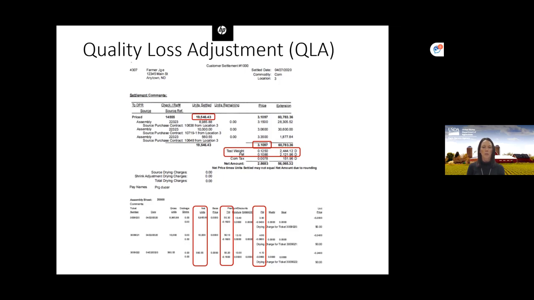And then on the bottom, it's also showing what our quality factors were. So it has our net units. It has what our test weight actually came in at for each assembly sheet. And then it also shows what our broken kernel foreign matter was.